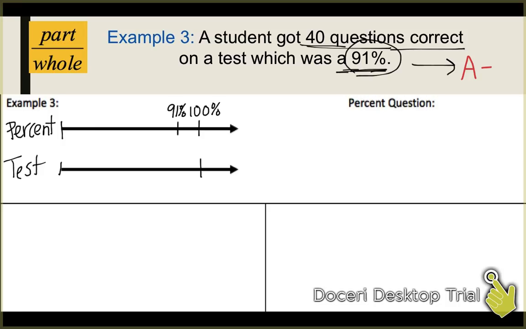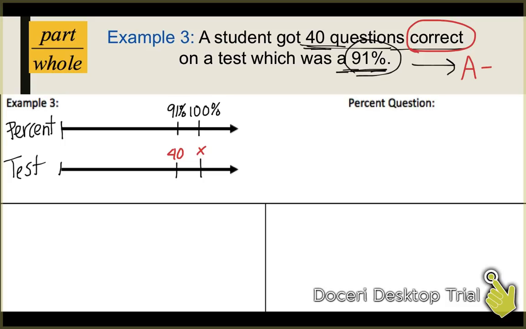Okay, so now I have to figure out this 40. Is this 40 talking about the part or the whole? Well, the hint here is that it's talking about questions that they got correct. Okay, that is our hint that it's actually the part. So our 40 is going to go here, and we're looking for how many questions the test was. I also know that since they got a 91%, 100% of the test is actually going to be pretty close to 40.